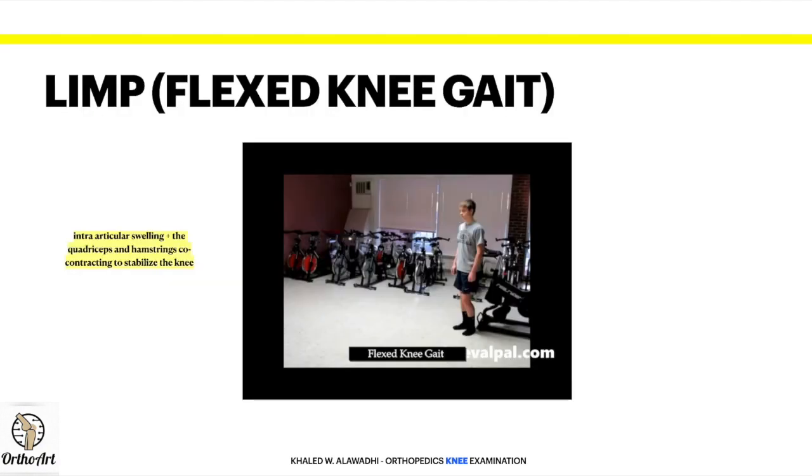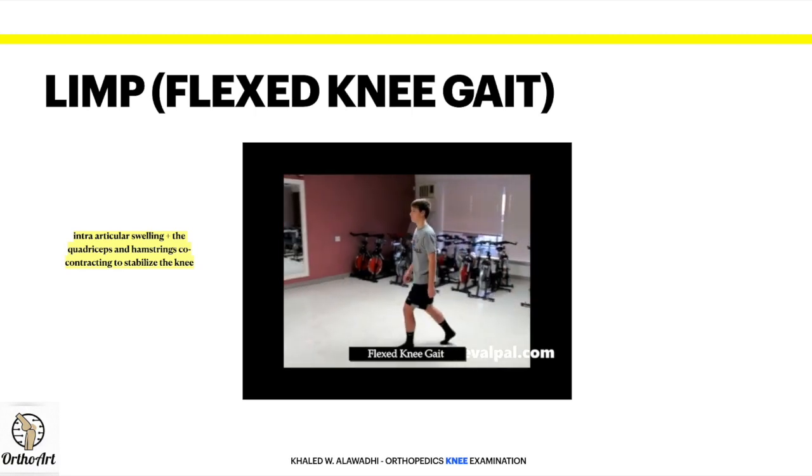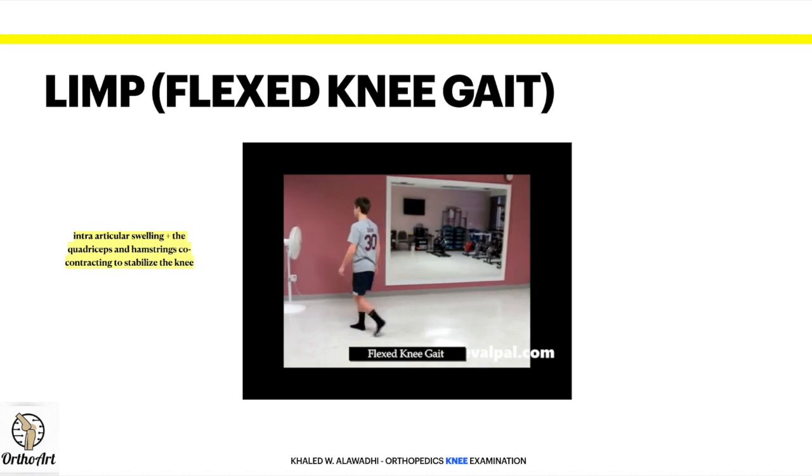So this is the flexed knee gait, which I mentioned earlier. This patient had a recent ACL tear, and you'll notice the flexed knee gait. On examination, they found the patient had intra-articular swelling because of the ACL. As you know, an ACL tear can cause hemarthrosis, or bleeding into the joint. So you have to check, not always. And then the quadriceps and the hamstrings co-contract to stabilize the knee because of the ACL injury. So that is the abnormality you notice on the left knee.